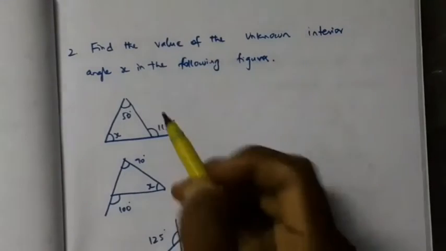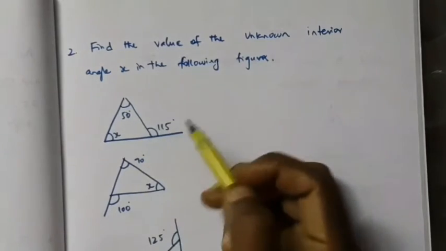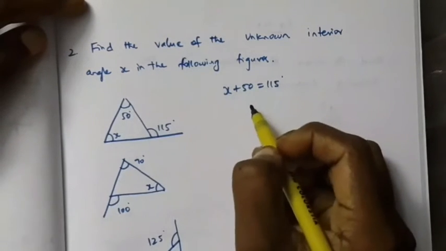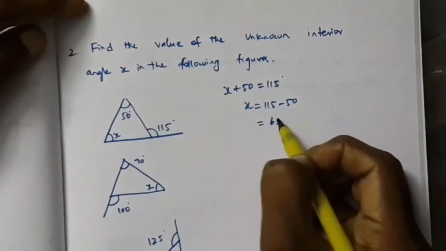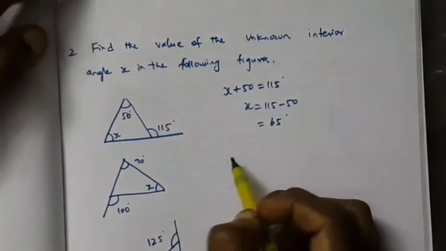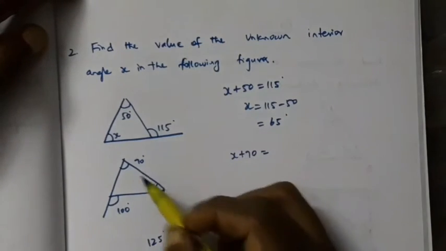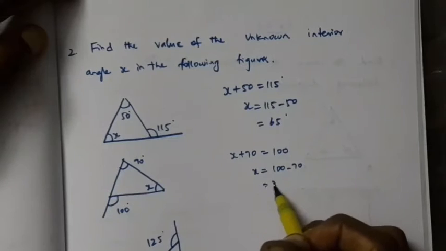The next is the same property you are going to use. Find the value of the unknown interior angle x in the following figure. Here they have given this angle and we are asked to find the exterior angle. Now it's a reverse. So we know that x plus 50 is 115, and x equals 115 minus 50, that is equal to 65. Here you just have to check whether they are interior opposite angles. If that is right, you can proceed: x plus 70 equals 100, x equals 100 minus 70, x equals 30.